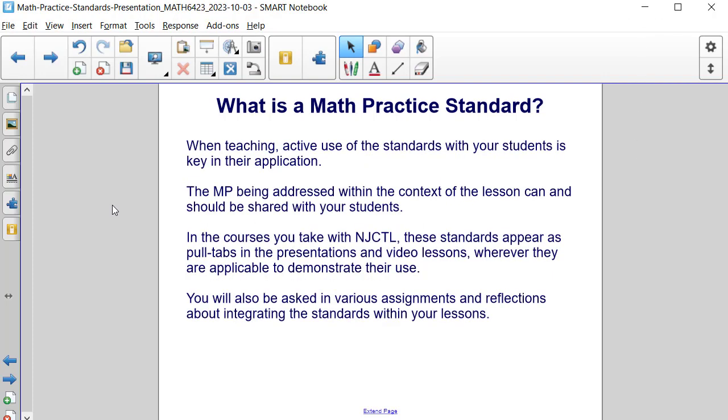When teaching, active use of the standards with your students is key in their application. The mathematical practices being addressed within the context of the lesson can and should be shared with your students. In the courses you take with NJCTL, these standards appear as pull tabs in the presentations and video lessons wherever they are applicable to demonstrate their use. You will also be asked in various assignments and reflections about integrating the standards within your lessons.